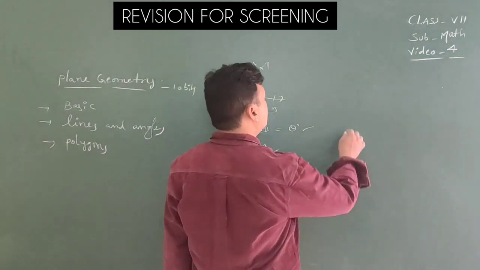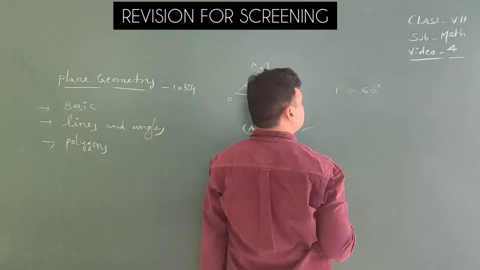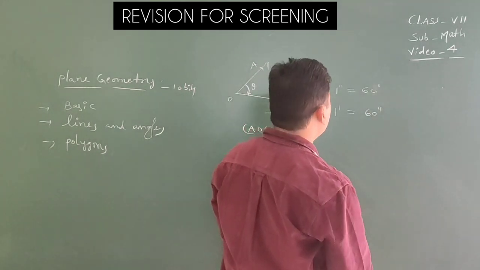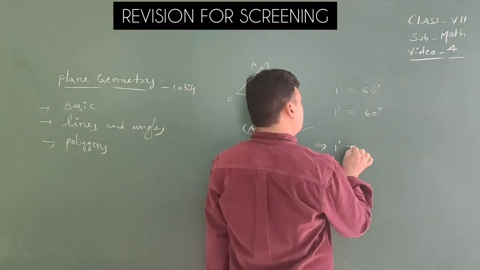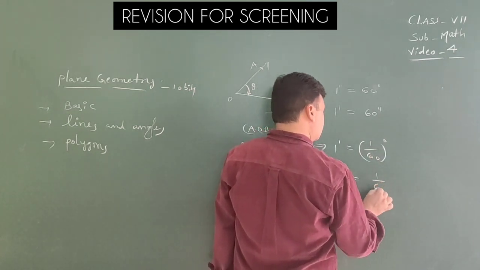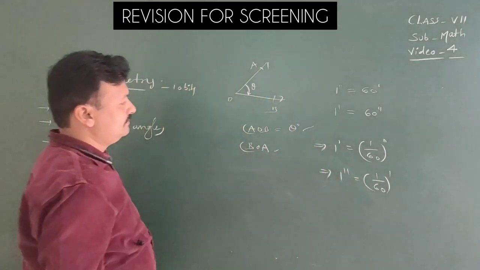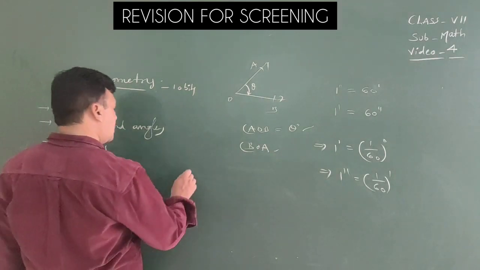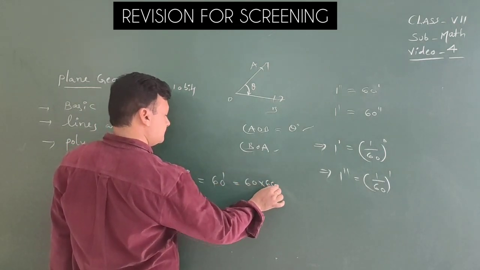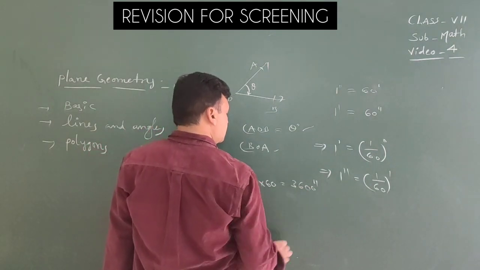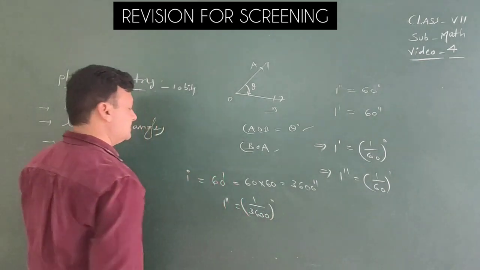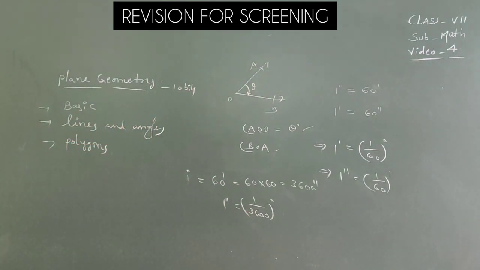Degrees are further divided into 60 parts. Each part is known as a minute. A minute is further divided into 60 equal parts. Each part is known as a second. Now 1 minute equals 1/60th degree. 1 second equals 1/60th minute. If you want the degree in terms of seconds, 1 degree is 3600 seconds, meaning 1 second equals 1/3600 degrees.